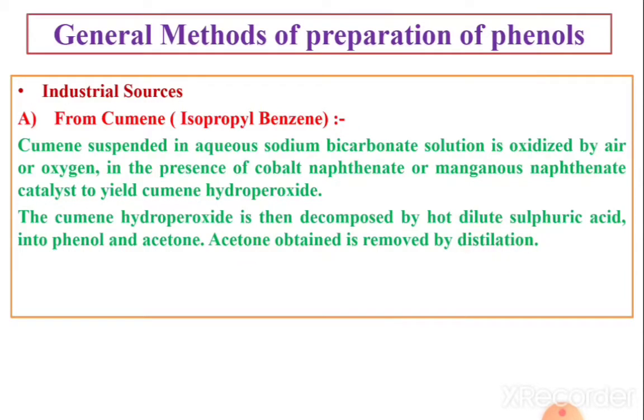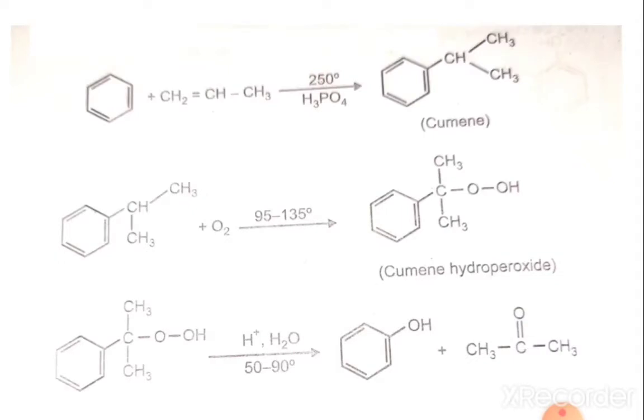Okay, we will see the actual mechanism. Here, this is the structure of benzene plus propene. That means benzene plus propene is heated at 250 degrees Celsius, and we get the cumene. This is the isopropyl group, and this is benzene, that means isopropyl benzene. Another name of cumene is isopropyl benzene.